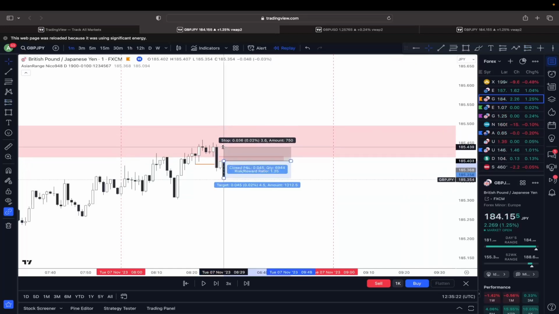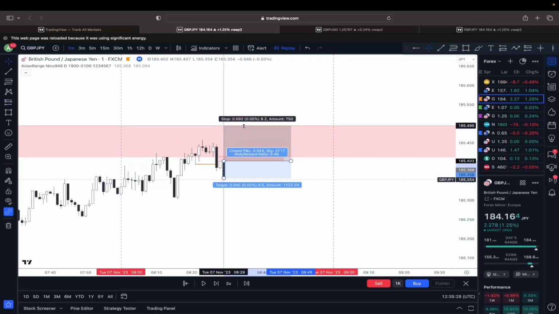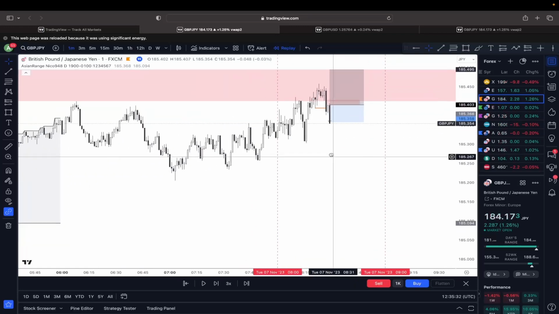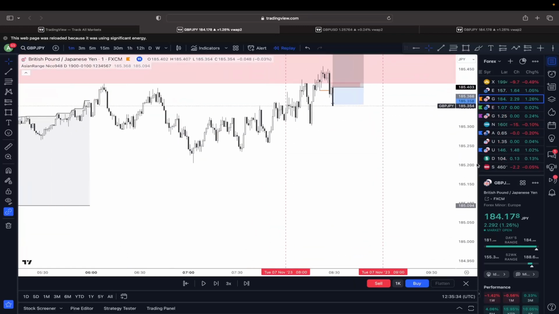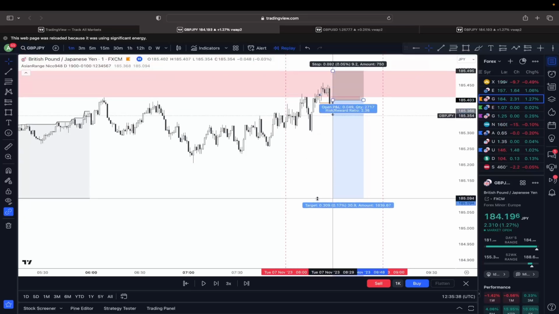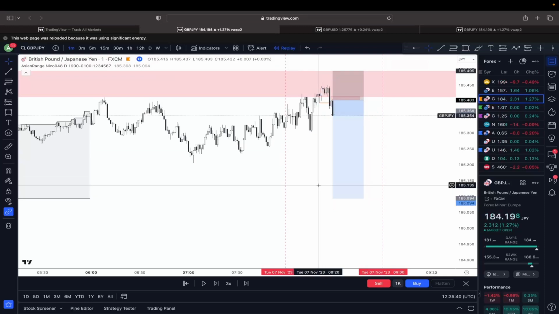The difference with the 1-minute and the 5-minute is that at the 5-minute I would put my stop at the previous high. The 1-minute I'd always put my stop at the top of that 1 hour fair value gap or the bottom of that 1 hour fair value gap, depending on whether you're entering in for buys or sells. And then my take profit is down here at the Asian low.